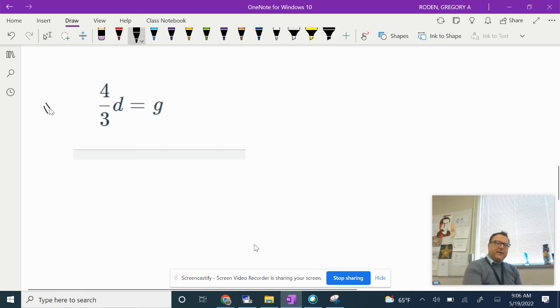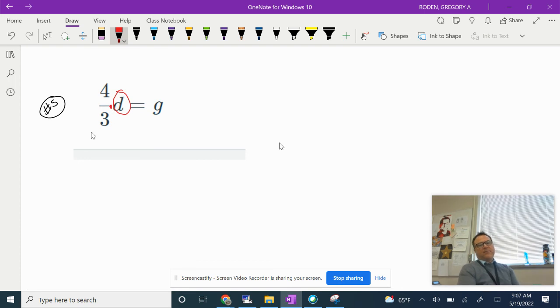Number 5. All right, number 5, I believe in this problem, we want to solve for D. I didn't write down the directions. We want to get D by itself. Now, how do I get this D by itself? Well, I'm multiplying by 4/3. Now, how do I get rid of a fraction times a variable? I need to multiply by the reciprocal.